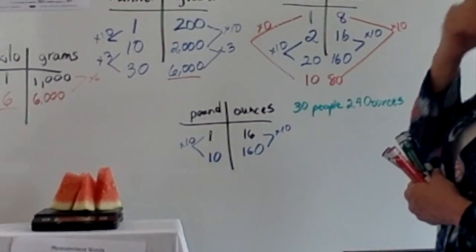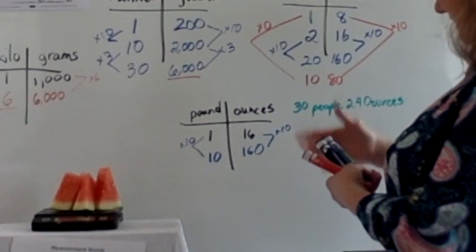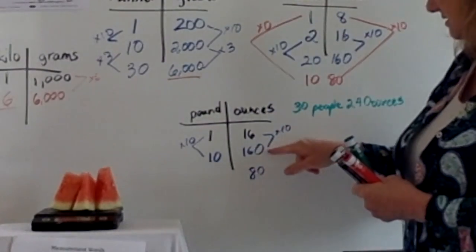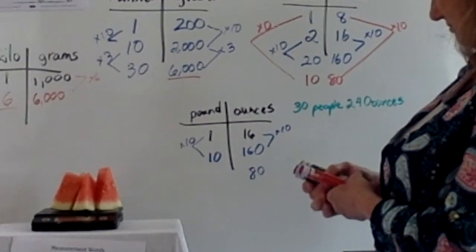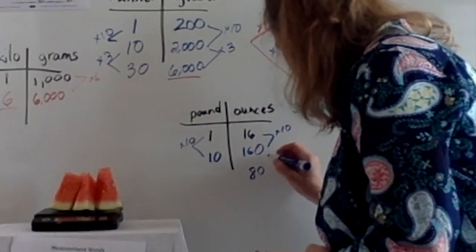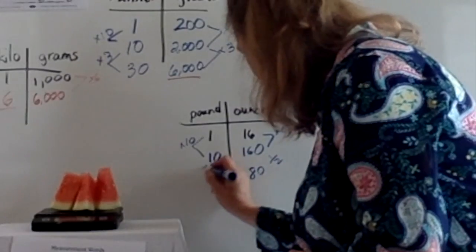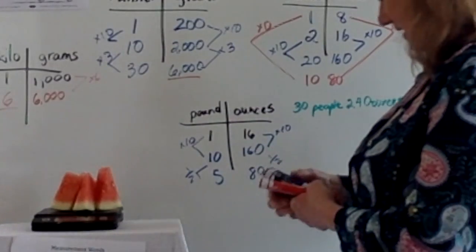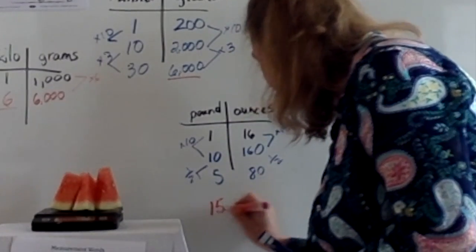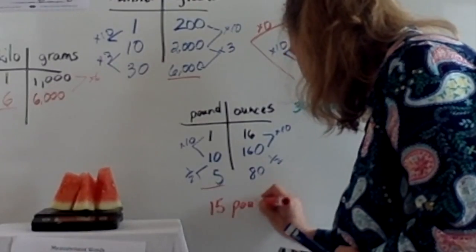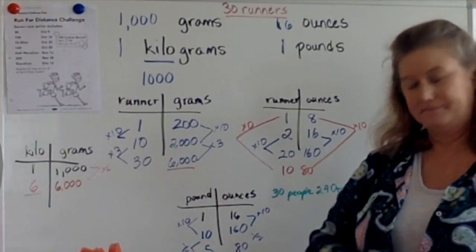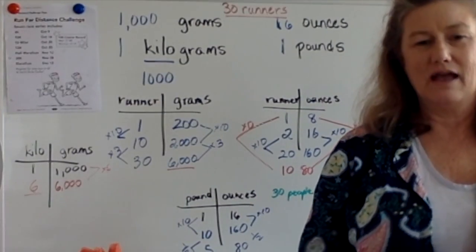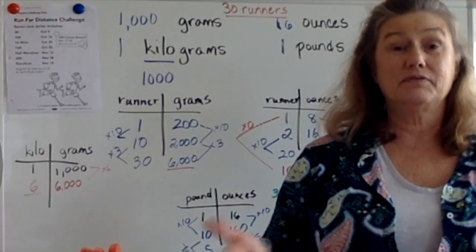So I know I need 80 more ounces, and that's half of 160. So I'm basically saying half, and half of 10 is 5. Awesome. Now I can add those up, and I need 15 pounds of watermelon. Have fun today working on figuring out the different amounts of watermelon using ratio tables.